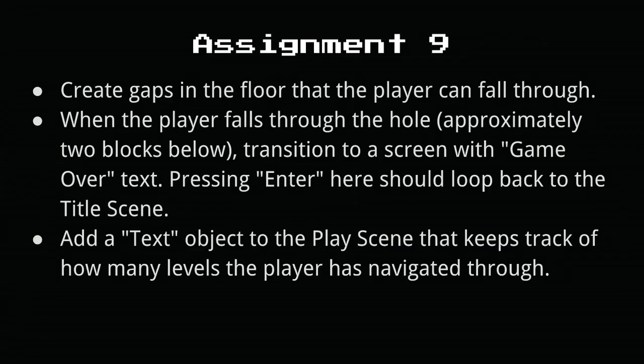So create a new scene, very similar to the first scene that we looked at, which was just the title screen. And you can probably copy most of that. But that scene should say game over. And then pressing enter there should load the title scene, right? And then lastly, add a text object to the play scene that just keeps track of how many levels you've navigated through. You can probably do this with some kind of static variable, but any solution that accomplishes it is welcome. But altogether, all pretty easy pieces to put together.